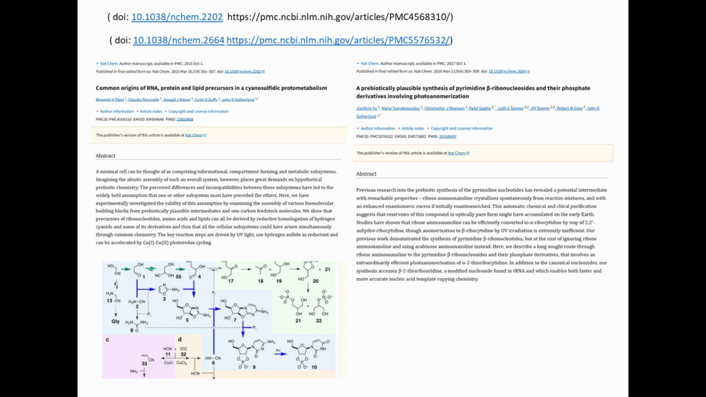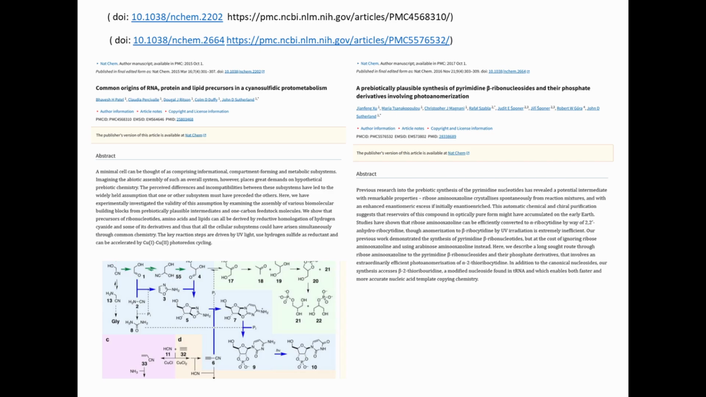In the years since 2009, Sutherland has published several follow-up papers of his continuing work on nucleotide chemistry with other collaborators. In 2015, Sutherland collaborated with Patel, Percival, Ritson, and Duffy on a paper titled Common Origins of RNA, Protein and Lipid Precursors in a Cyanosulfidic Protometabolism.